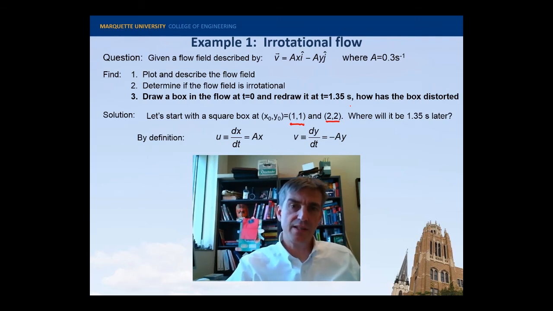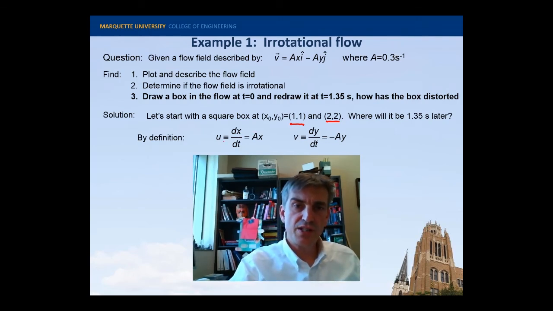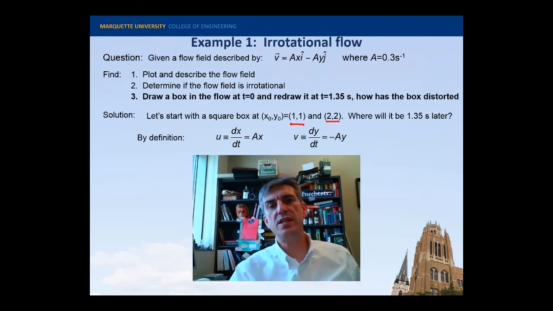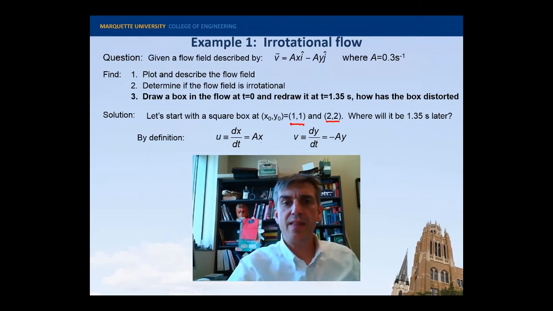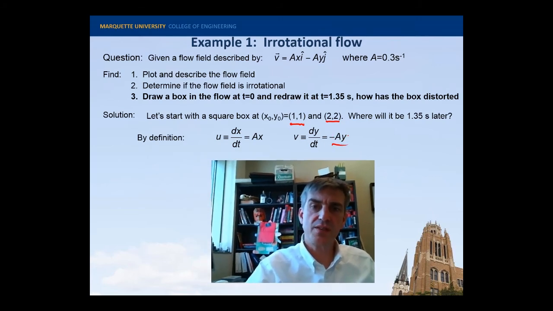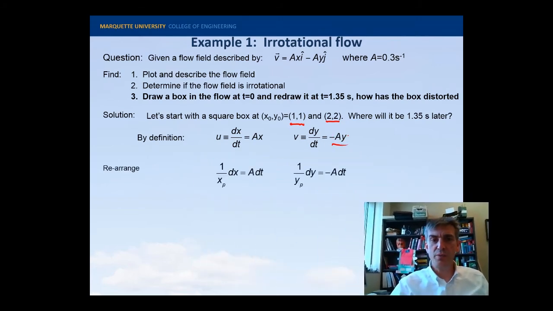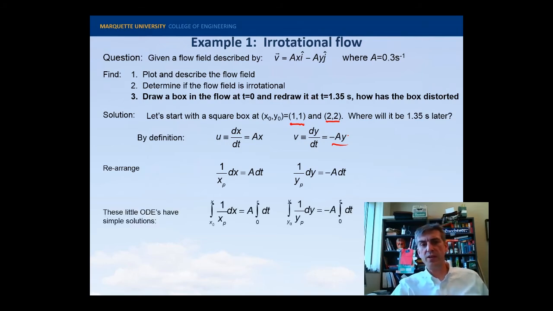So by definition, the velocity in the u direction is the change in the x component with respect to t, dx dt, and that is defined as ax. And the velocity in the v direction, or the y direction, is dy dt, which in this case was given as minus ay. We can rearrange this as a little ordinary differential equation, and we can integrate it to get a solution using the dummy variable t and dx. I've taken a little bit of liberty here with my variables, but I think that's all right.